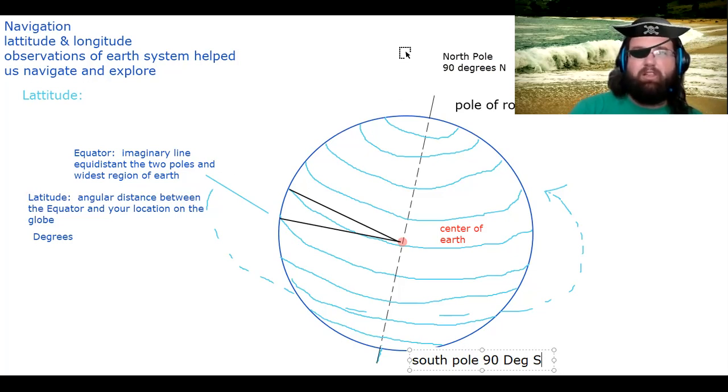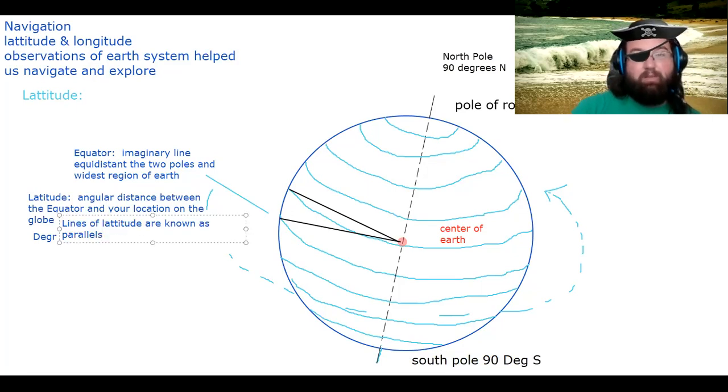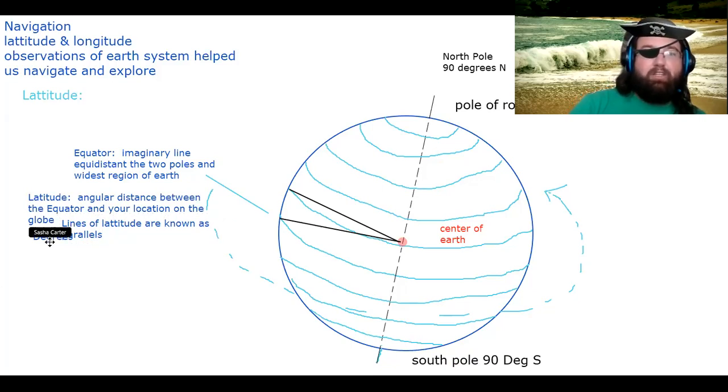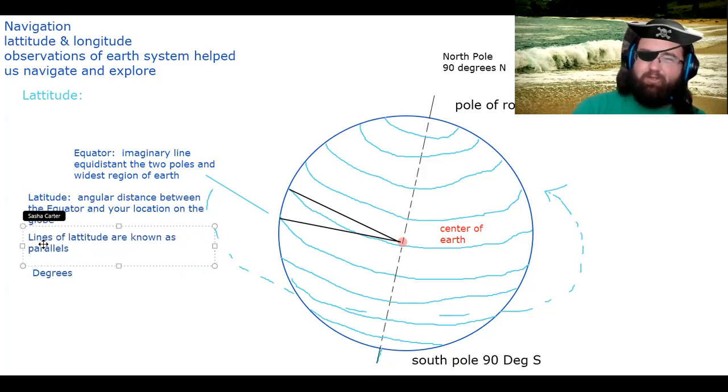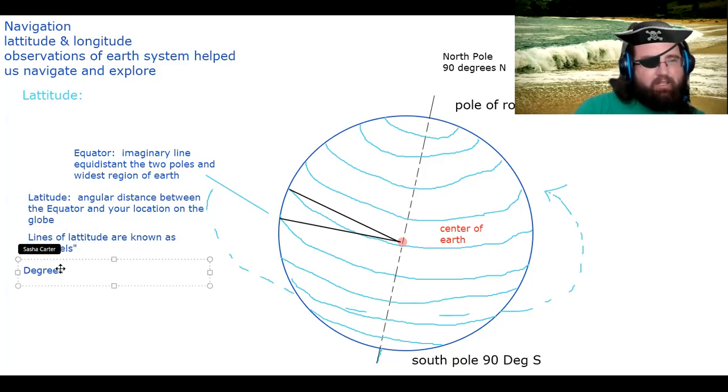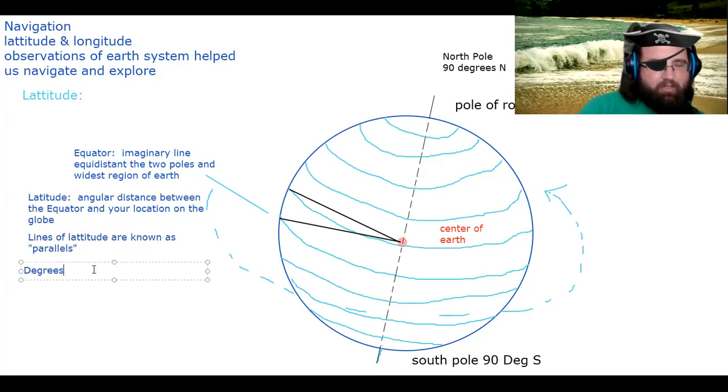So we also call lines of latitude parallels. For example, in North County, you are probably very close to between the 32nd and 33rd parallel. So you are just about a third of the way between the equator and the pole here in San Diego County. So degrees are kind of the typical unit by which angles are measured.